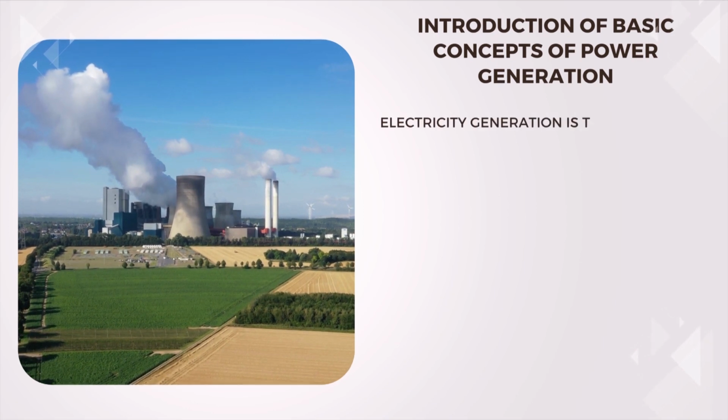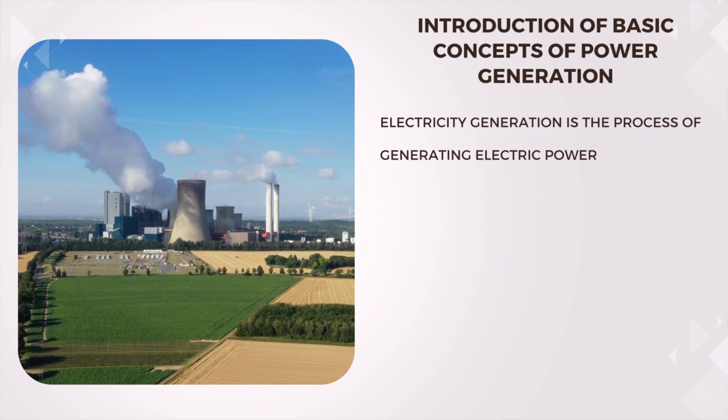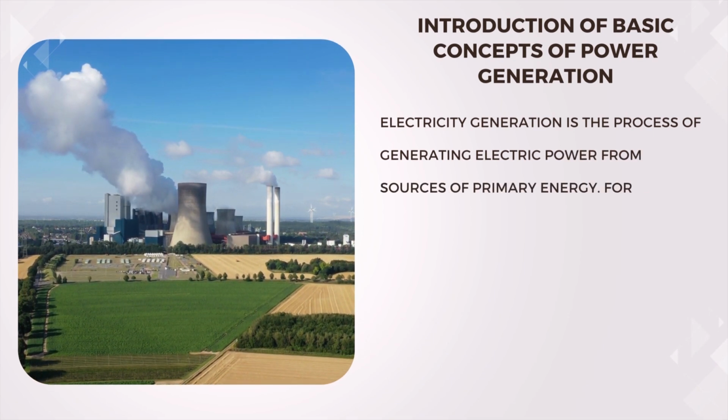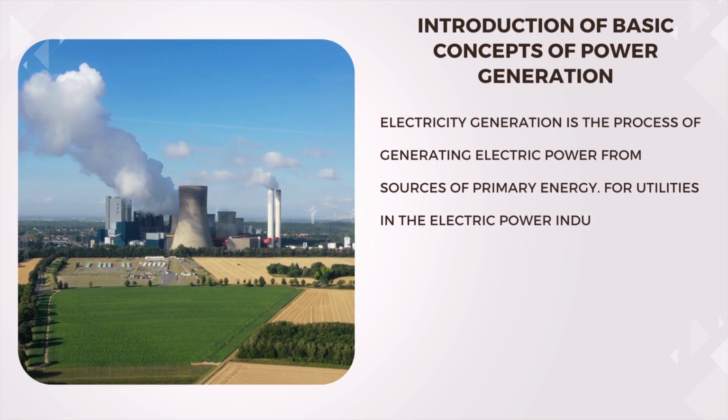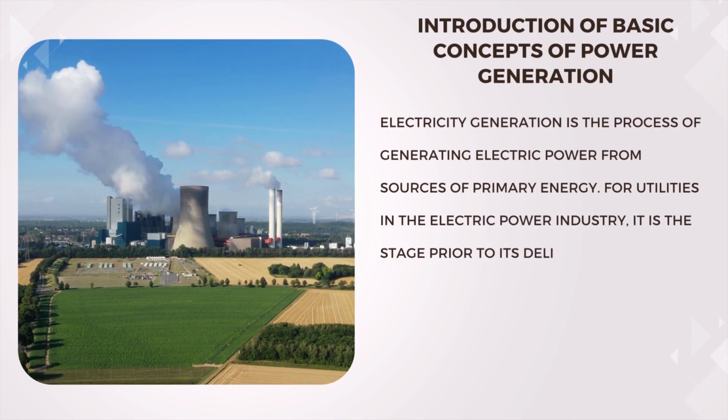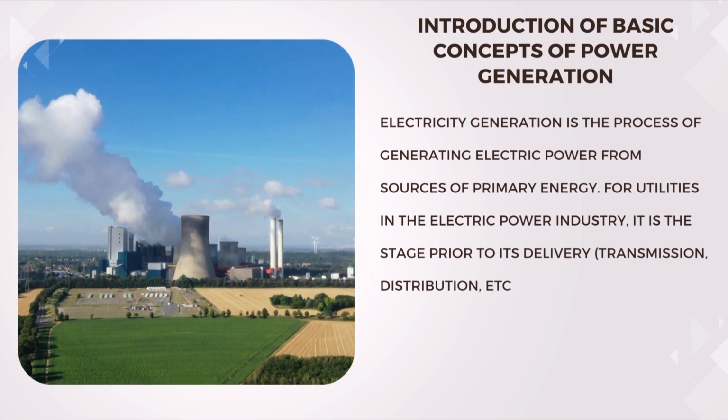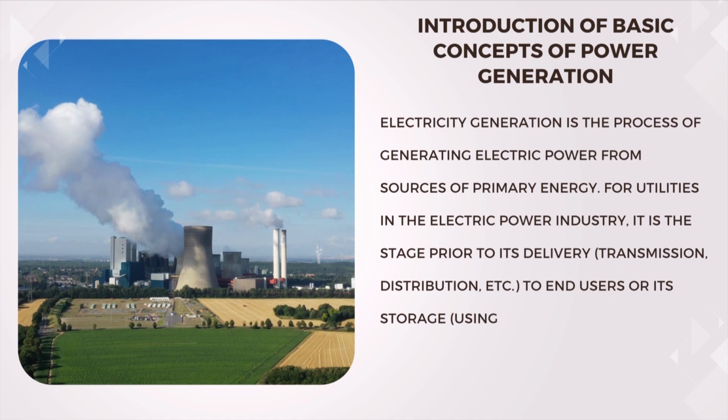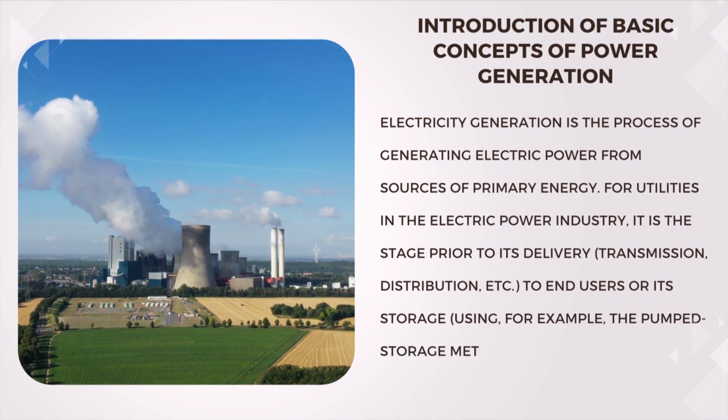Electricity generation is the process of generating electricity from sources of primary energy for utilities in the electric power industry. It is the stage prior to its delivery, that is transmission, distribution, etc., to the end user, or its storage using, for example, the pumped storage method. Electricity is not freely available in nature, so it must be produced, that is, transformed from other forms of energy to electricity. Production is carried out in power stations, also called power plants.